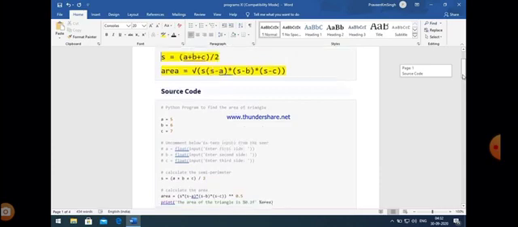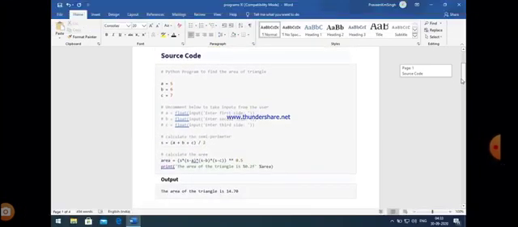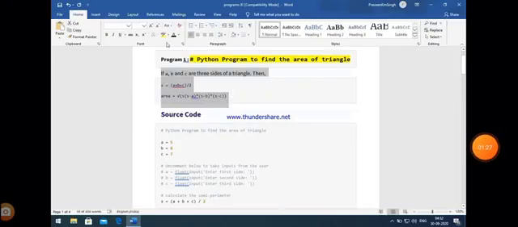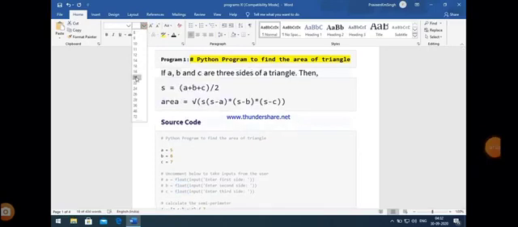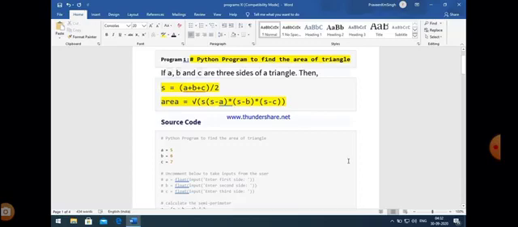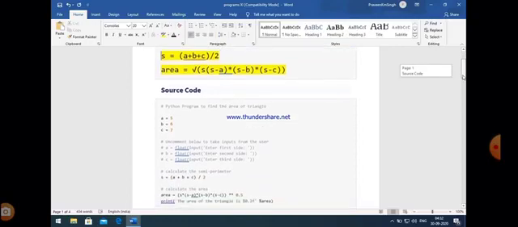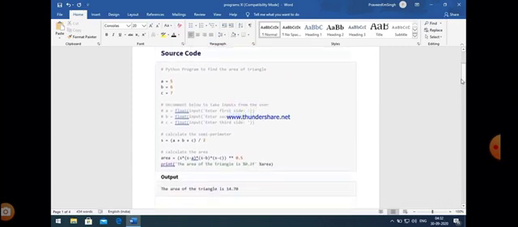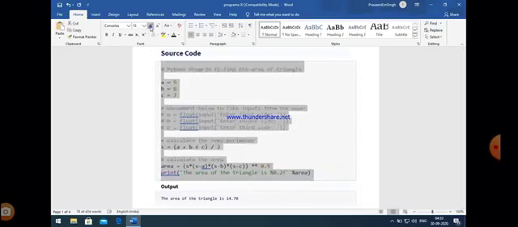After that, if you want to calculate the area of the triangle, then for that purpose the formula is S, underscore, S into S minus A into S minus B into S minus C, and we take the under root of this equation, then we can easily find out the area of the triangle. So this is the method by which we can calculate the area of the triangle in mathematics, but if we apply this formula in Python programming, then we can easily calculate the area of the triangle, but certain changes should be there. For example, the sign of underscore is not there in Python programming, so we take appropriate operator to implement this code. So let us check the code.